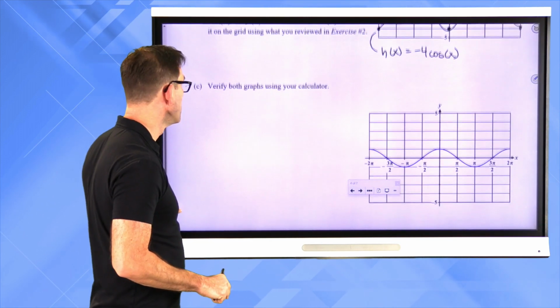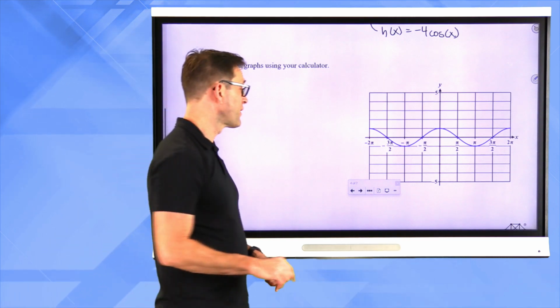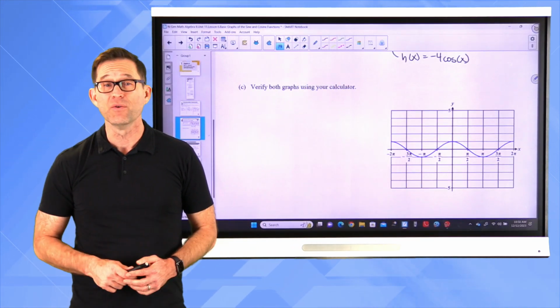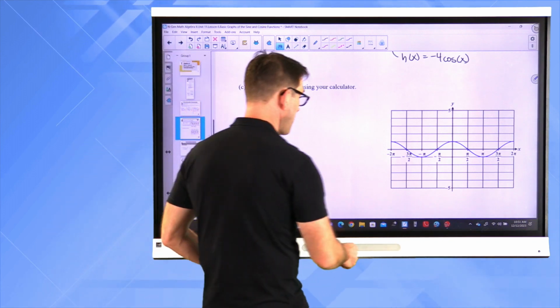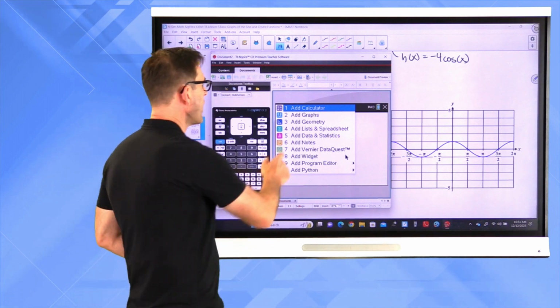Letter C. Verify both graphs using your calculator. All right, we haven't ever done any trigonometric graphing on the calculator, so let's take a look on the TI-Nspire how we can do some trigonometric graphing. Whew, mouthful. All right, so as usual, I'm just going to add a graph.